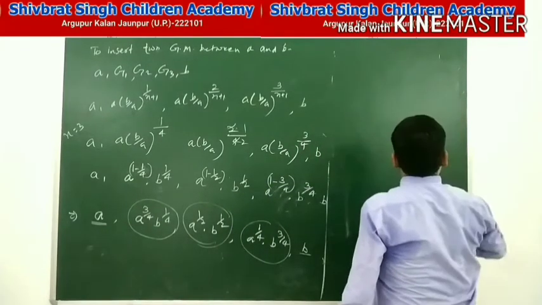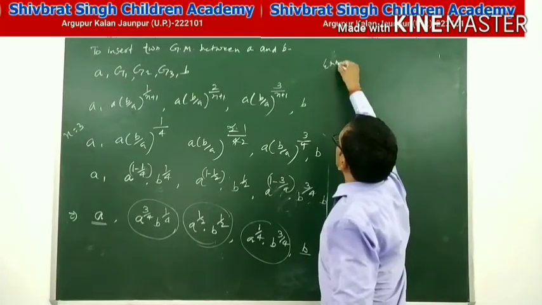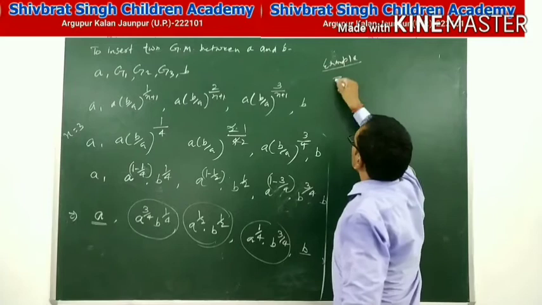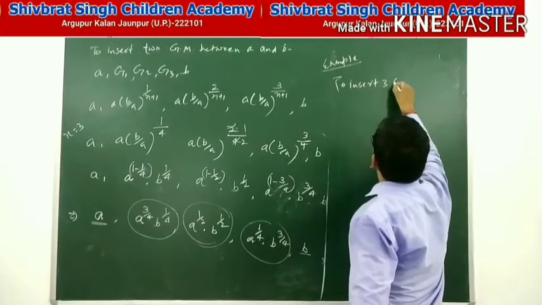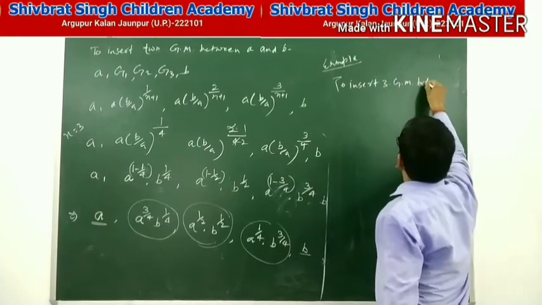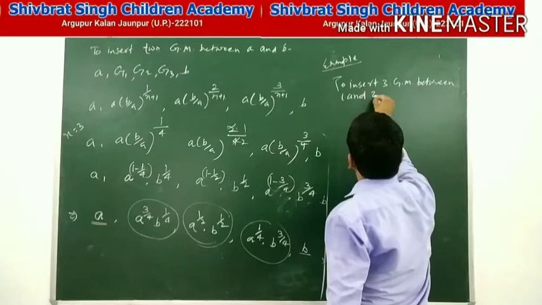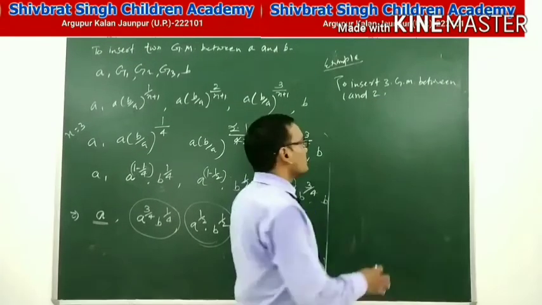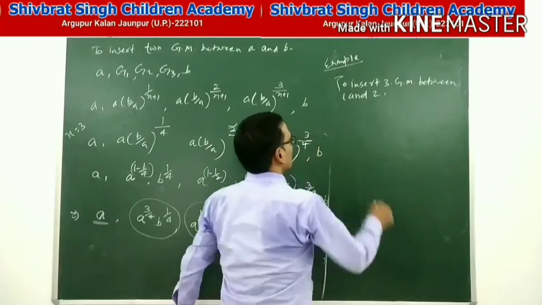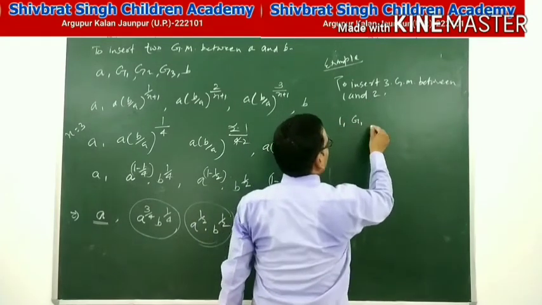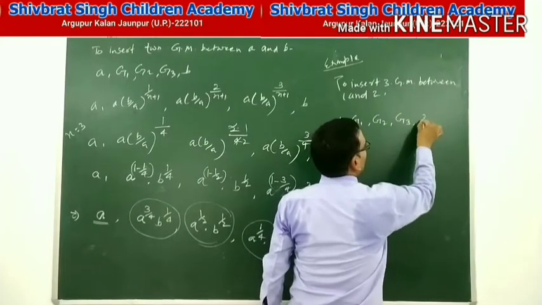Example: to insert three geometric means between 1 and 2. To insert three geometric means between 1 and 2: 1, first is G1, second is G2 and third is G3, and 2.